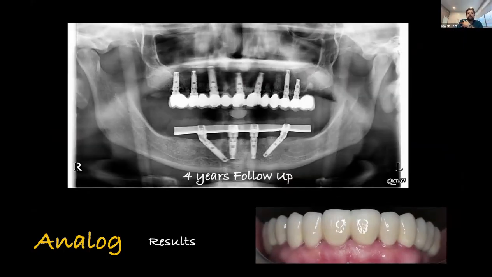We were able, nevertheless, to get great and stable results. You can see the 4 years follow-up. Lower jaw was looking good. Upper jaw was looking amazing.